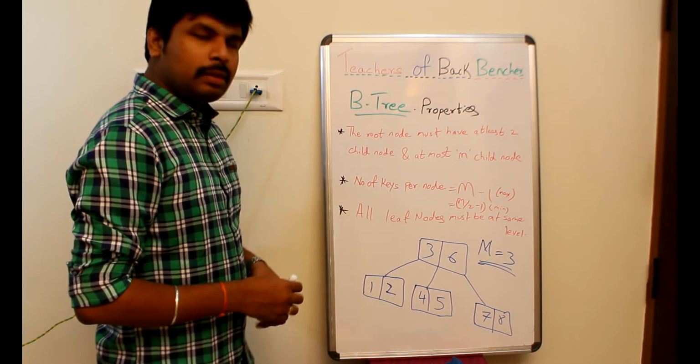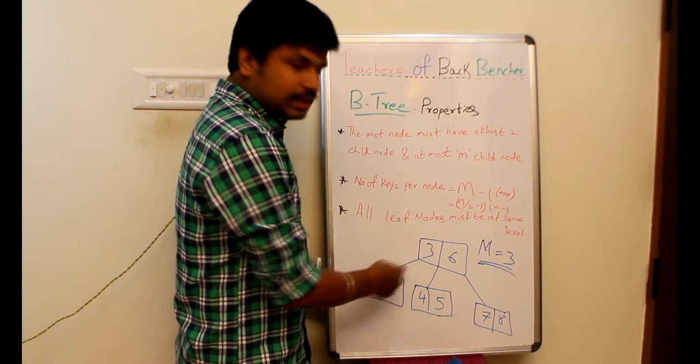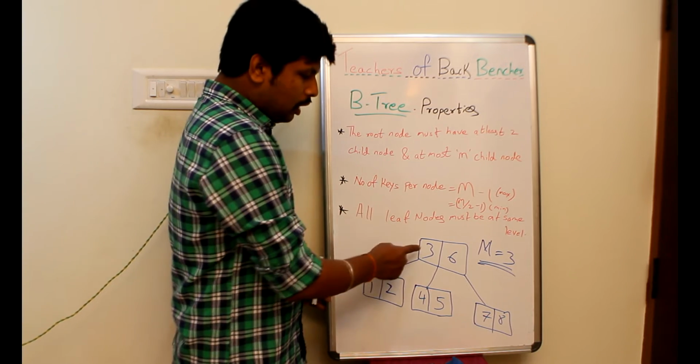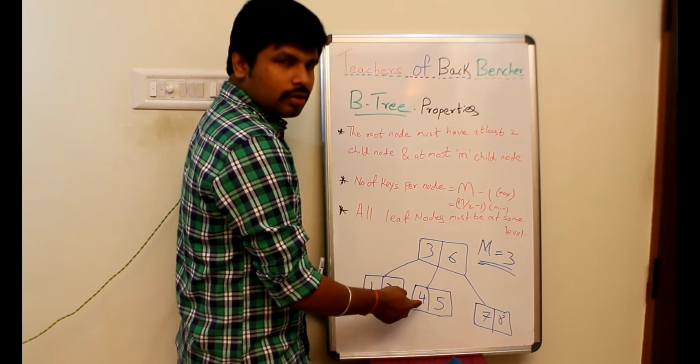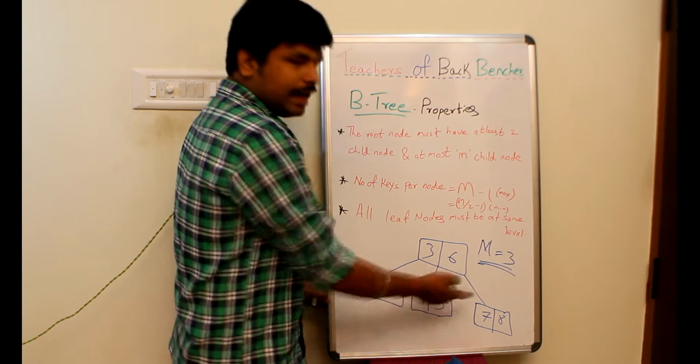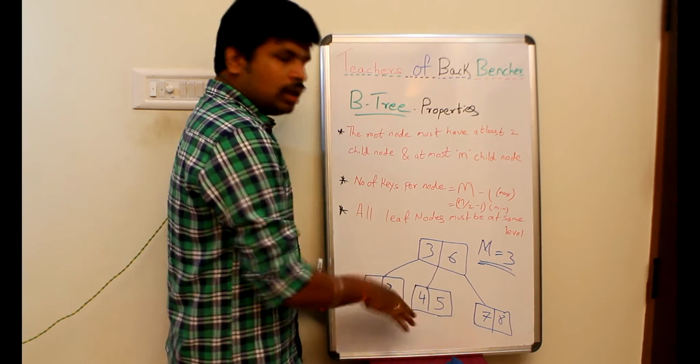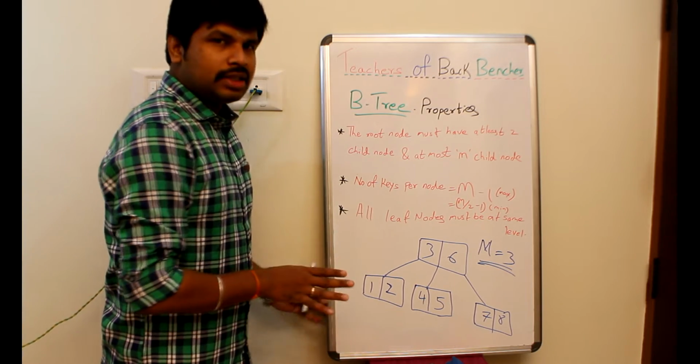For example, let's take the binary search tree. 1 and 2 are lesser than 3, which is correct. And 4 and 5 are greater than 3 and lesser than 6, which is in the middle of it. And 7 and 8 are obviously greater than 6. So all these numbers satisfy the binary search tree property.